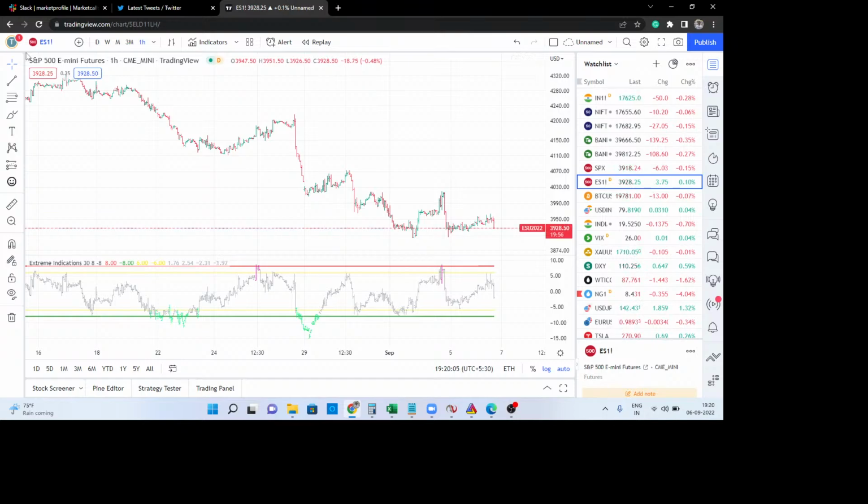I'm also having a peer review in ES Mini, expecting some price action of another 128 points, something like a 3% move on the downside. More or less, in this series, I'm expecting another 3% down move from the current levels.